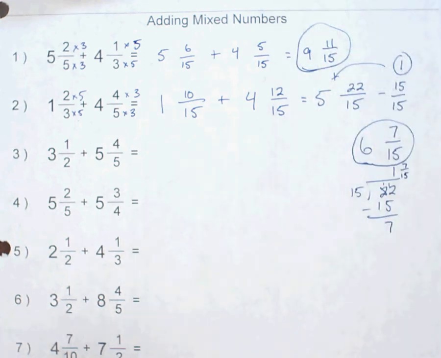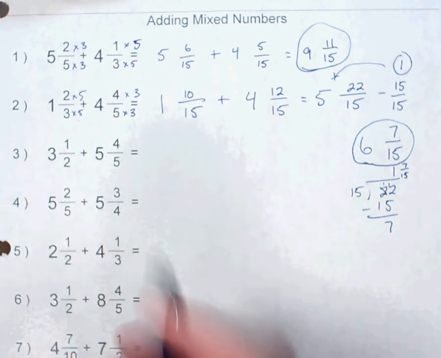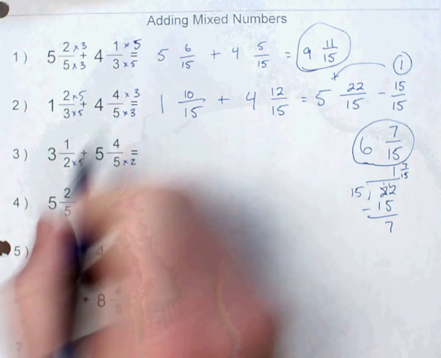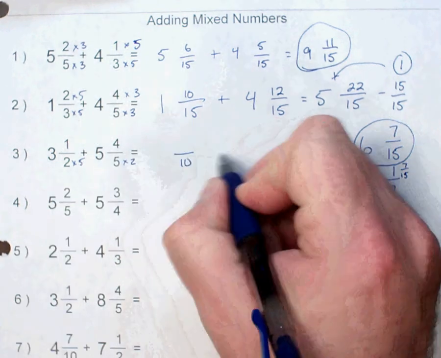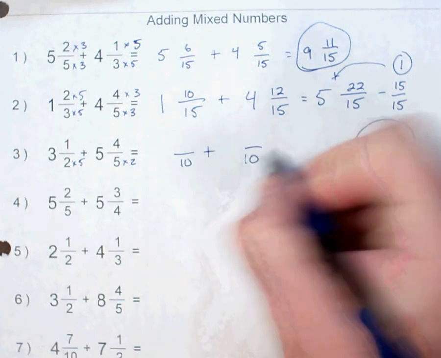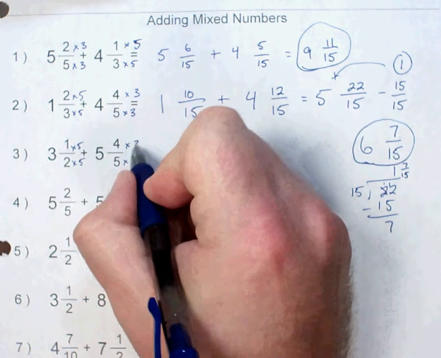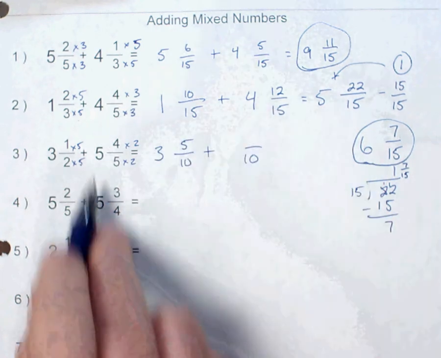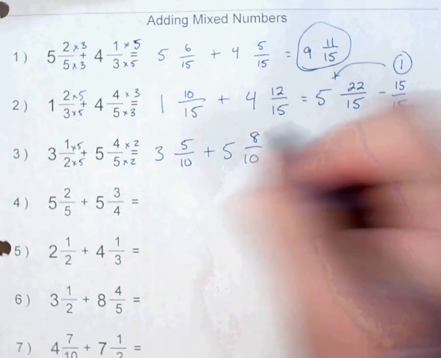Alright, go and do number 3. Actually, let's skip number 3. No, that's fine. Let's do number 3. So again, I'm just going to multiply the denominators by one another to get a common denominator of 10. Whatever I do to the denominator, I need to also do to the numerator. So my 3 and 1/2 becomes 3 and 5/10ths, and my 5 and 4/5 becomes 5 and 8/10ths.